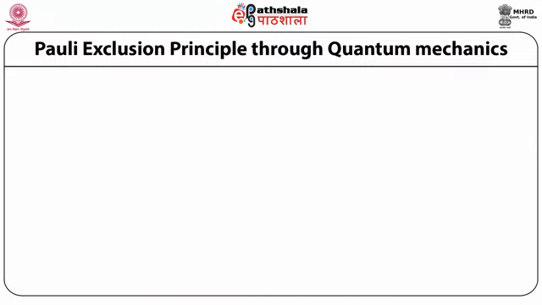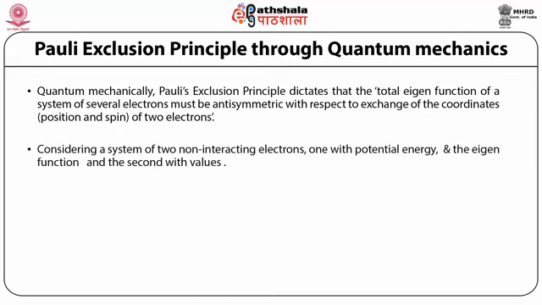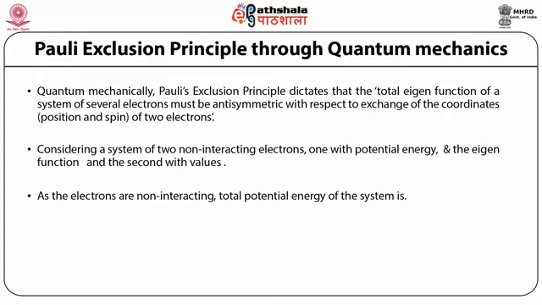Pauli exclusion principle through quantum mechanics. Quantum mechanically, Pauli's exclusion principle dictates that the total eigenfunction of a system of several electrons must be antisymmetric with respect to exchange of the coordinates, meaning position and spin, of two electrons. Considering a system of two non-interacting electrons, one with potential energy and eigenfunction and the second with its own values, as the electrons are non-interacting, the total potential energy of the system is written as the following.